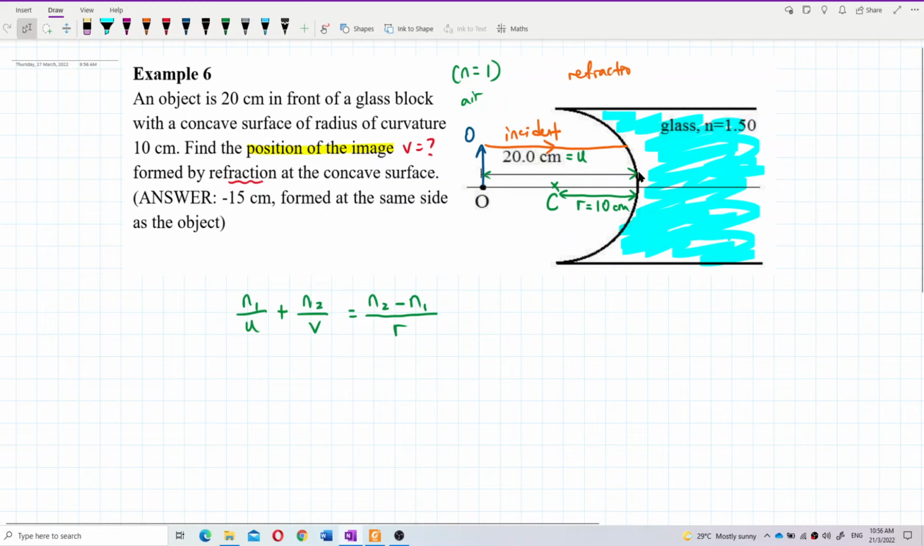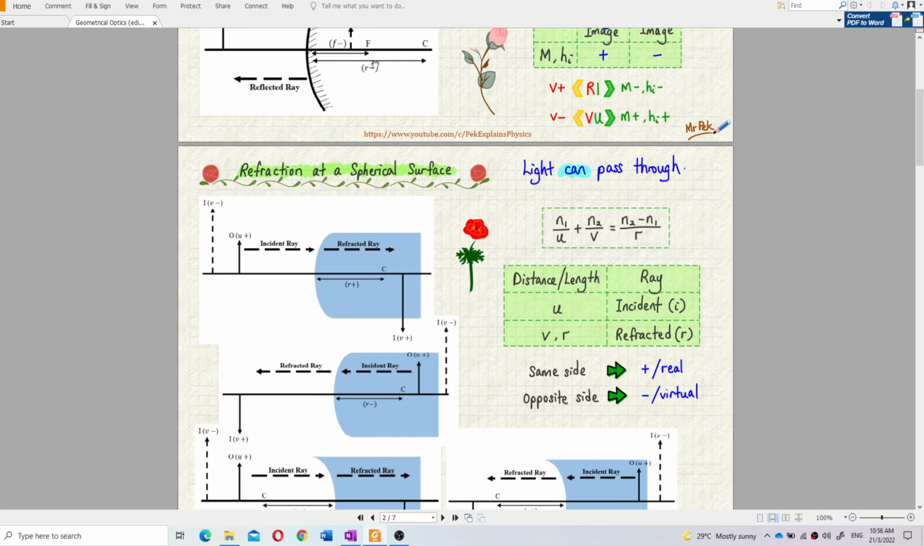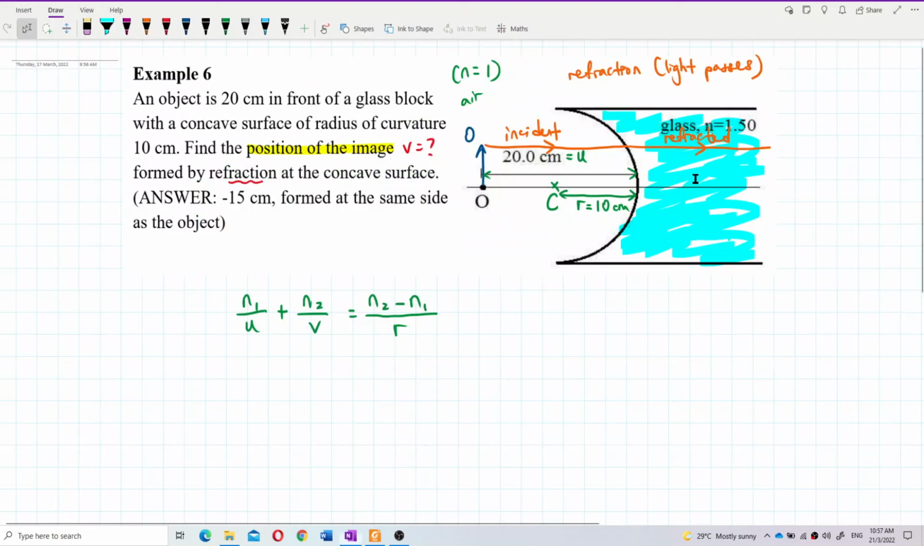So this is a refraction, that means the light can pass. The light passes, not reflected. The light enters and goes to the other side. So this one is the refracted ray. Understand? For refraction, the light can pass through. So the incident ray comes from the object and it goes into the glass.